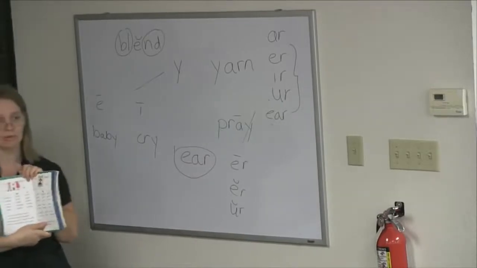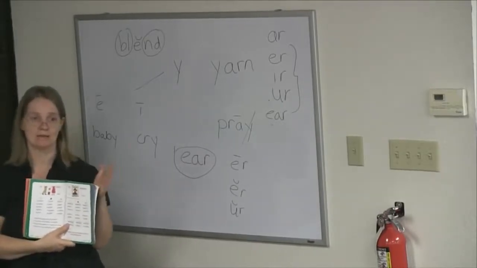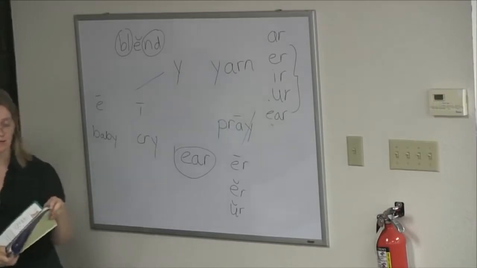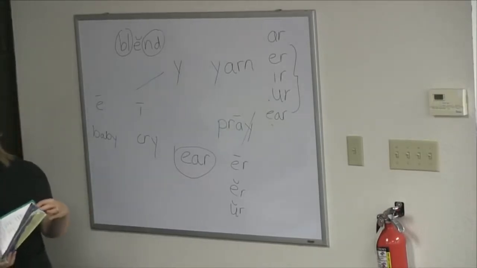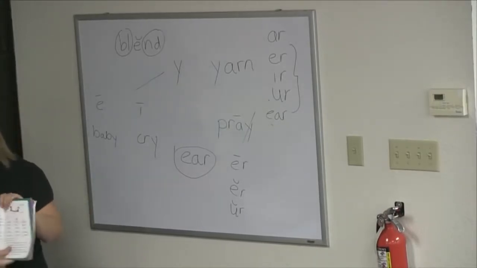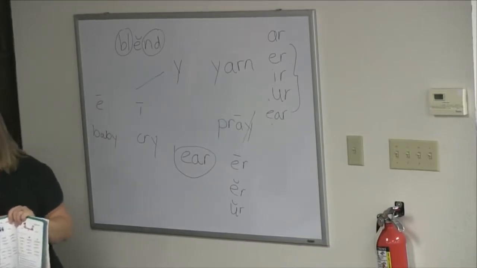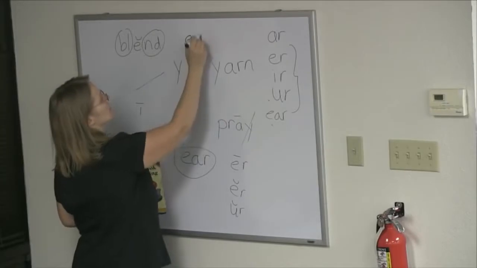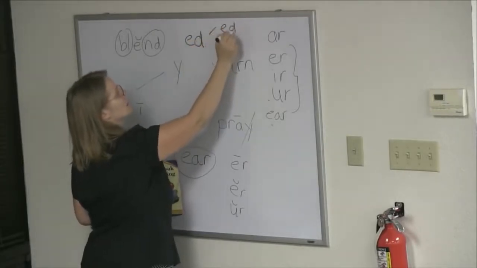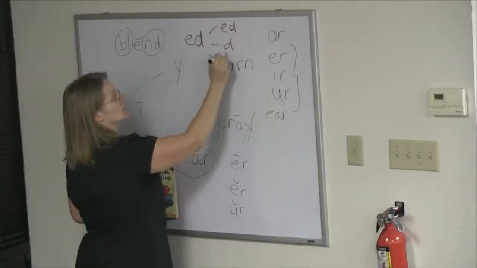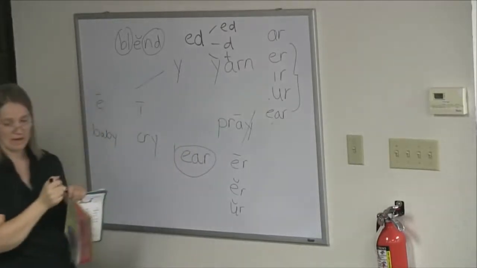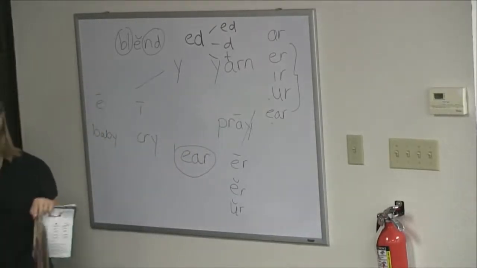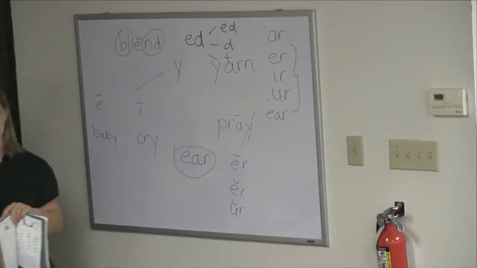So ed at the end of a word, ED can say ed as in wanted. It can also say t as in looked. Or it can say d as in played. So just a little ed at the end of a word can say ed or d or t. And if I'd asked you that, you probably wouldn't have thought about that. But now that you think about it, you realize that is what words say.